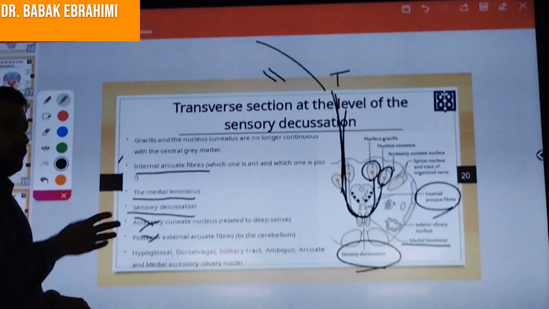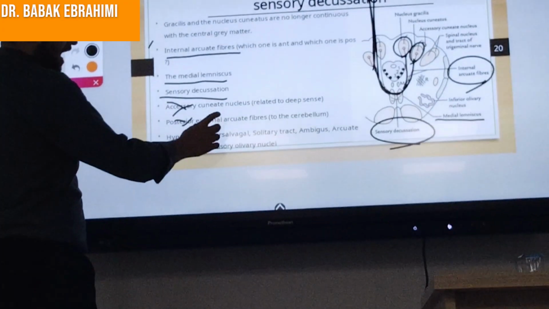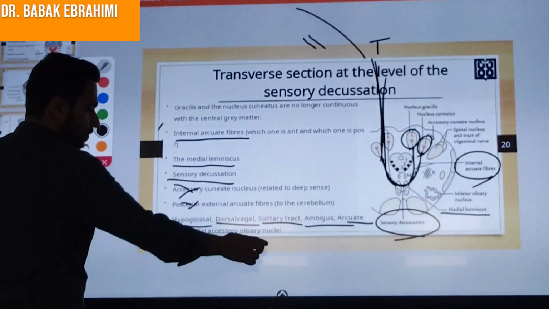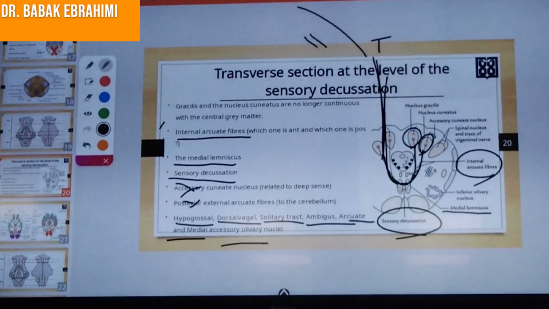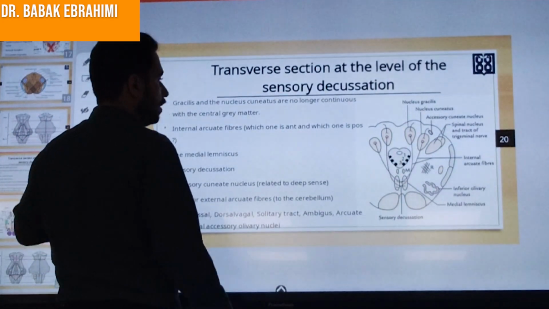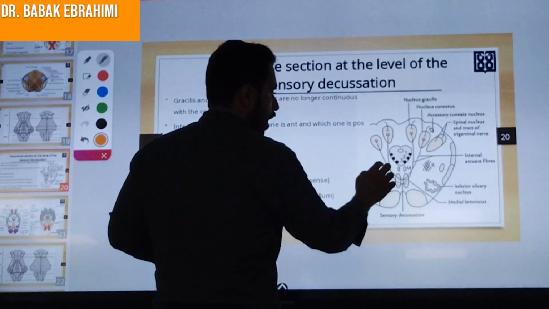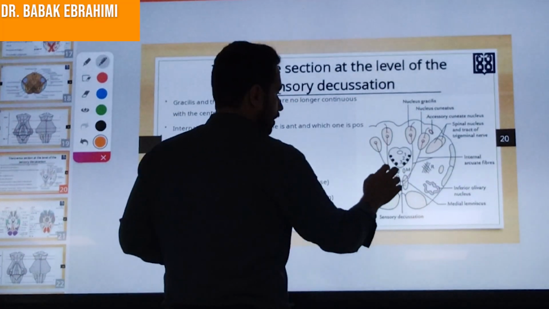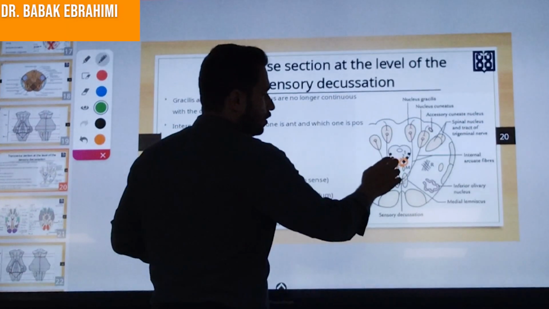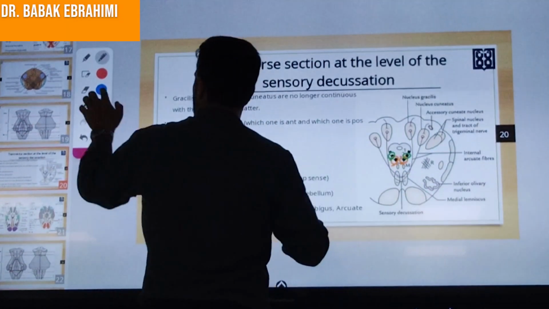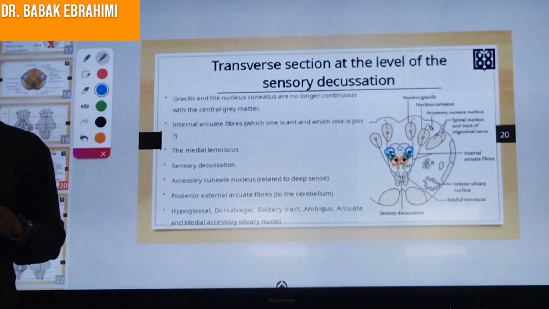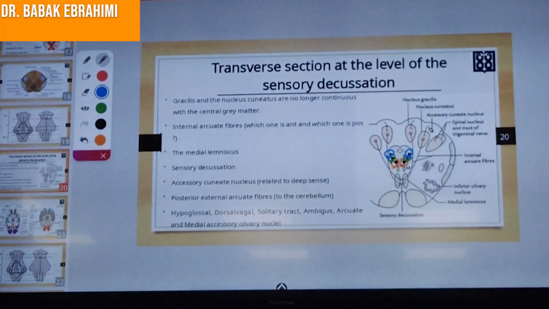And the last thing I will tell, and you can go. We have several nuclei here. Hypoglossal. What do you think? This one is hypoglossal. After that, we have another nucleus, dorsal vagal. After that, we have another nucleus, solitarius. These are three important nuclei.